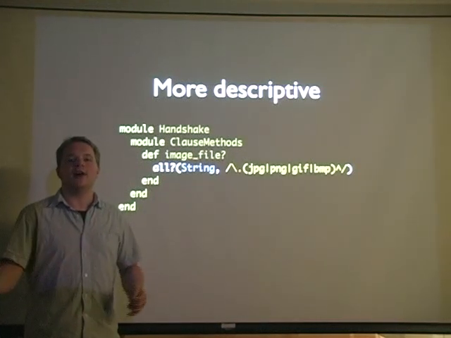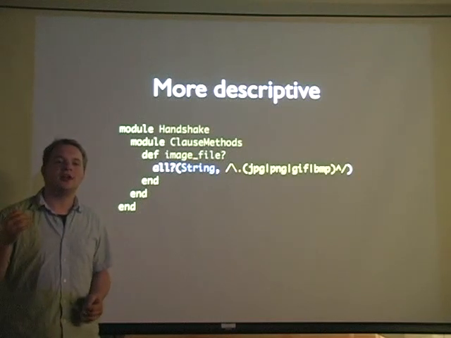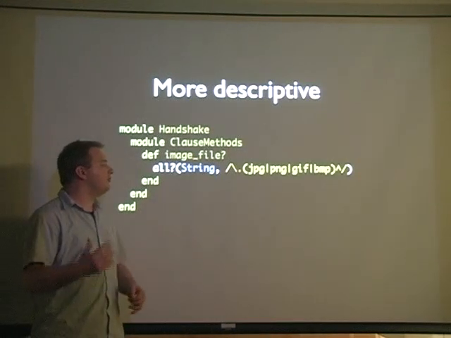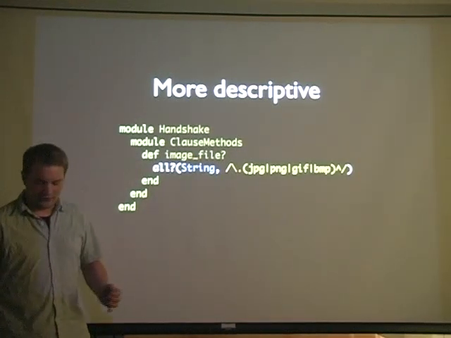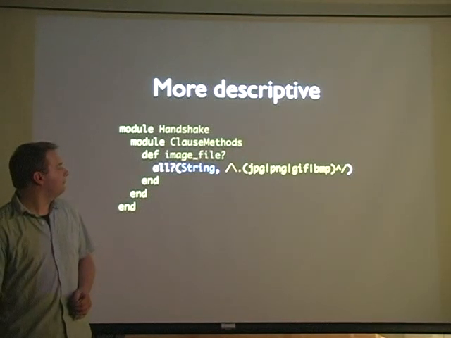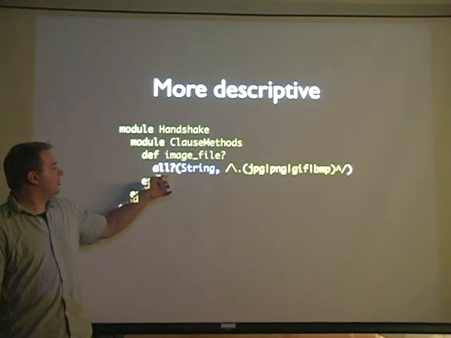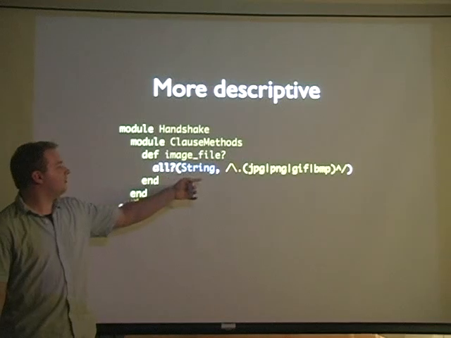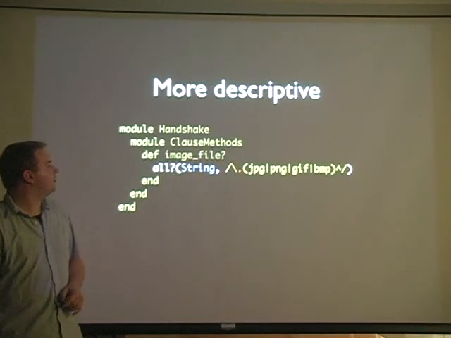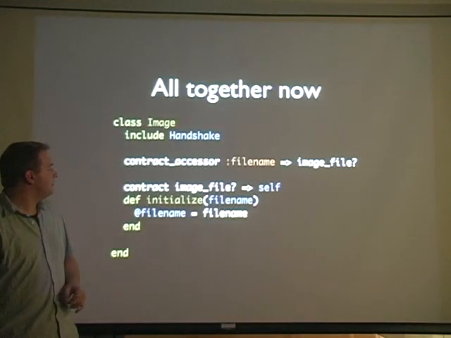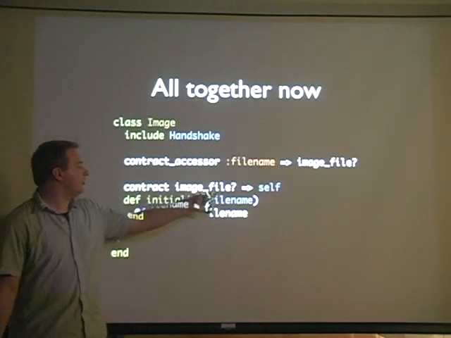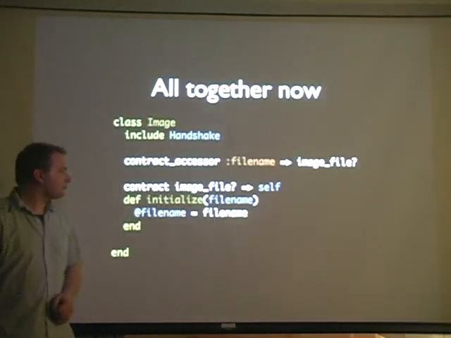You want to say image file. Is this thing an image file? Which is to say, is it a string, and does it contain JPEG, PNG, GIF, or BMP? That is a trivial case. And so that's what we've done here. We're saying all question mark, is it a string, and does it satisfy that regular expression? And so then we can actually write contract image file question mark return self.